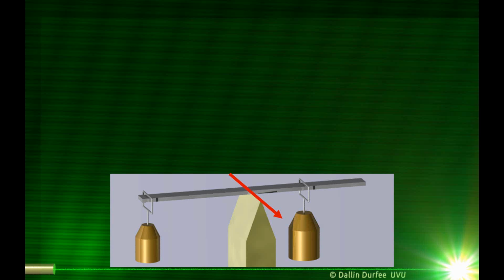Now, an obvious choice for our axis is one right along the knife edge. Why? Well, first of all, the knife edge force won't produce a torque about that axis.